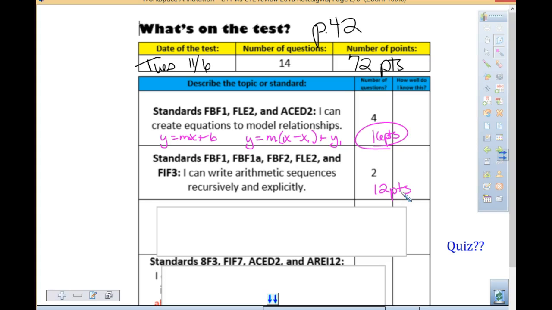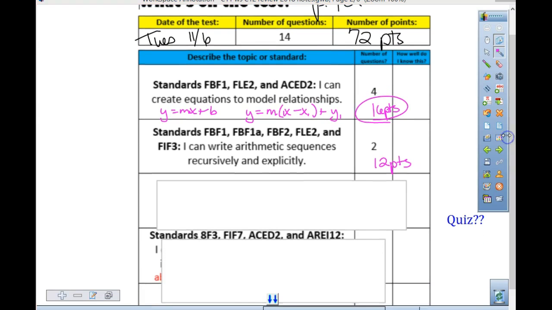Another one, I might give you a recursive formula and say, write it explicitly. What does it look like? So, thinking about that as we are looking. Okay, so I can write the arithmetic sequence recursive and explicitly.